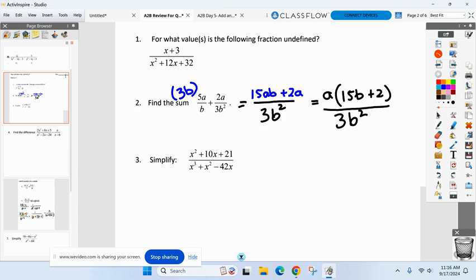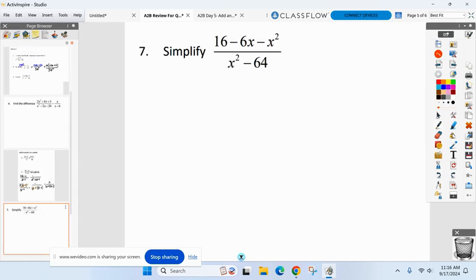For 7, would you just rearrange the top part? I would before you start, yeah. Rearrange it and then probably take a negative 1 out before you start. Yep, definitely.